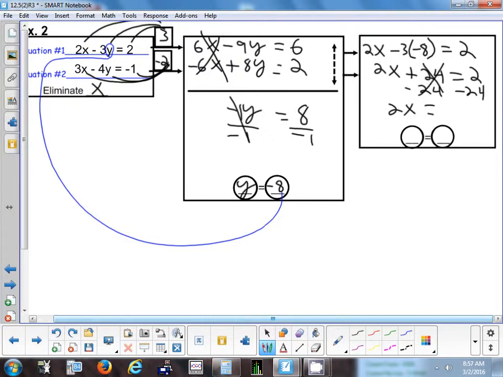All right, so next, I'm going to bring my 24 over. To take away 24, if we need our calculator, we could use it, but I'll just help you out. 2 take away 24 is negative 22. And my last step is to divide each side by 2. 2 and 2. So what's x? Negative 11.